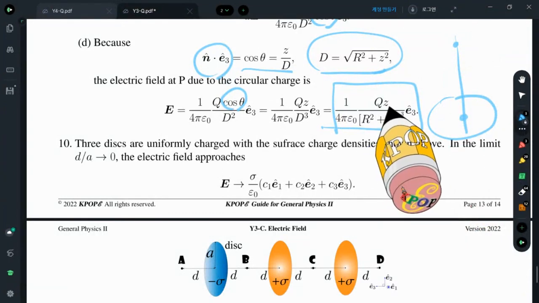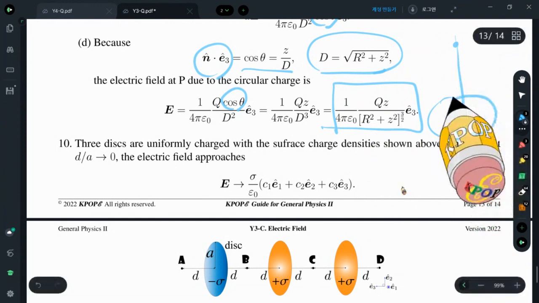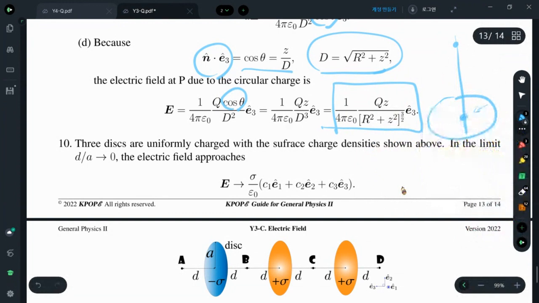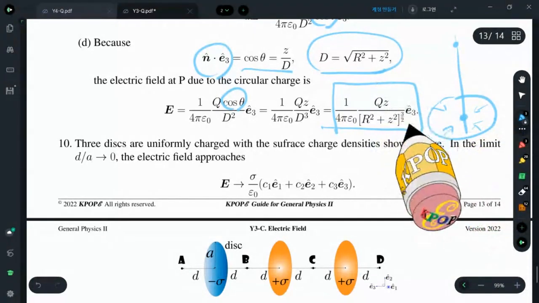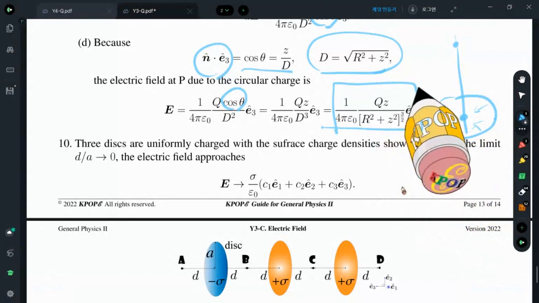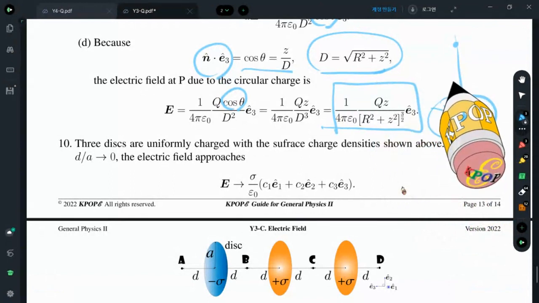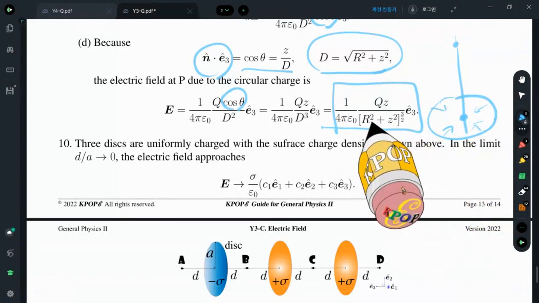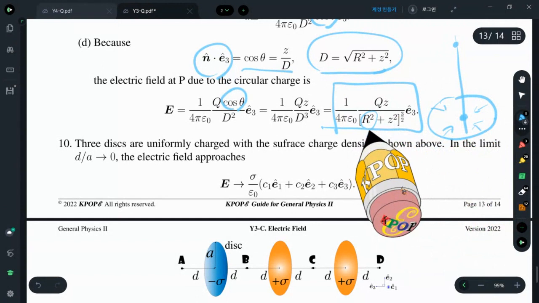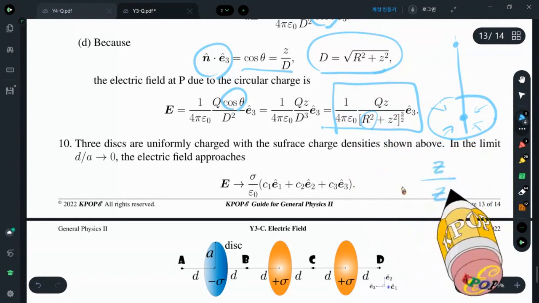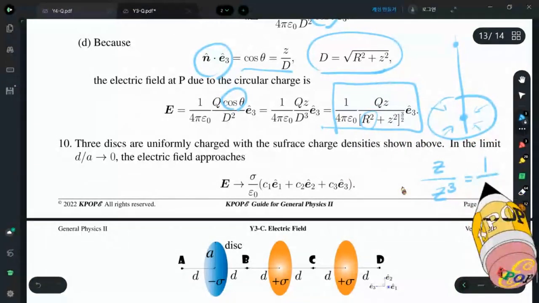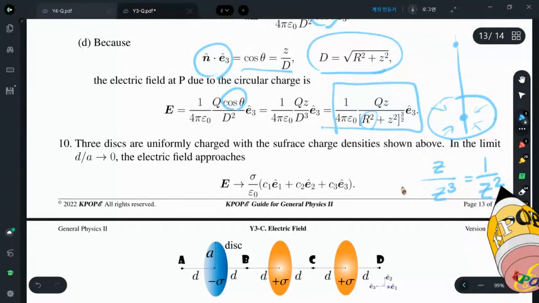We can see if we substitute z equals 0, it is 0 because of the symmetry. If z increases to a very large number, then r can be neglected and it becomes something like z over z cubed, and it is proportional to 1 over z squared. Okay.